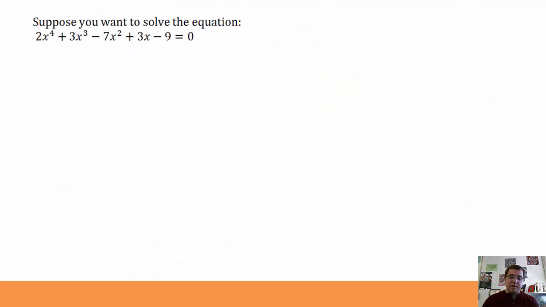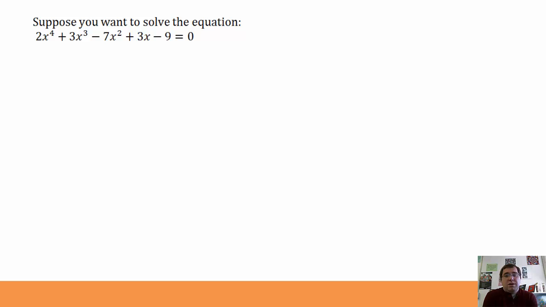Let's suppose that you want to solve the equation 2x to the 4th plus 3x cubed minus 7x squared plus 3x minus 9 equals 0. That is a quartic polynomial that we don't know how to factor because it has 5 terms. We don't know how to factor that. But I'm telling you to solve it. So how in the world could you do that?